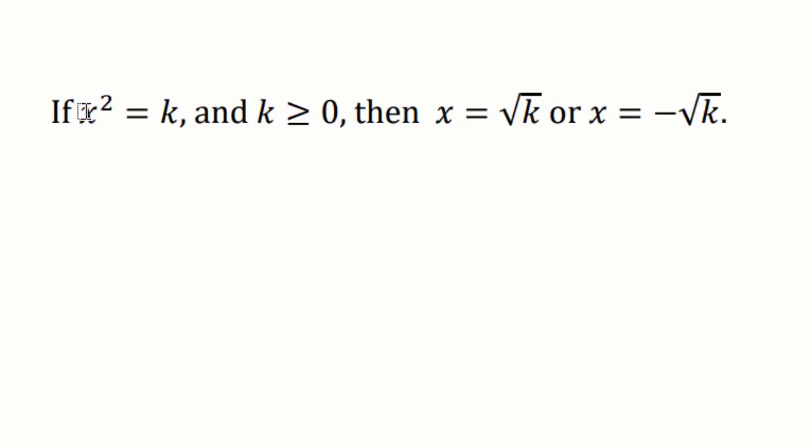If x squared equals k, for k being a value greater than or equal to 0, then x can be equal to either the positive square root of k or x equals negative square root of k. From this statement, we can understand that if x squared is equal to a non-negative value k, then x itself can be equal to two separate values. x can equal the square root of k, or x can equal negative square root of k. There are two separate possibilities that x can equal.